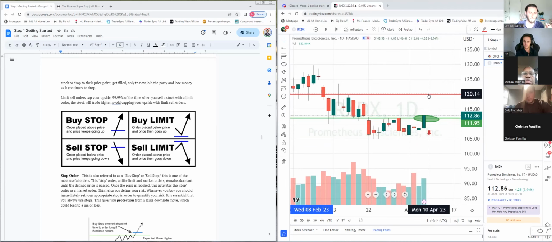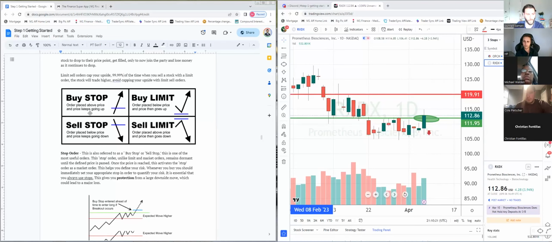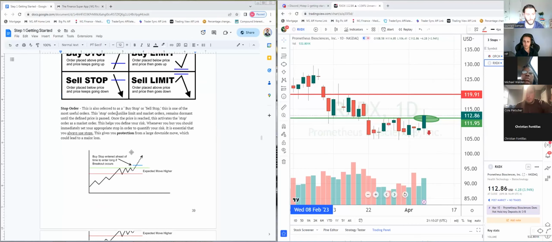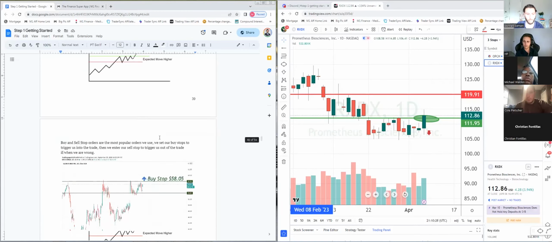to help remove as much of the emotional decision-making from the trades as possible and help us stick with the game plan. So the main thing from this: master using these buy stop and sell stop orders as best as you can, and it will help simplify your trading as much as possible.